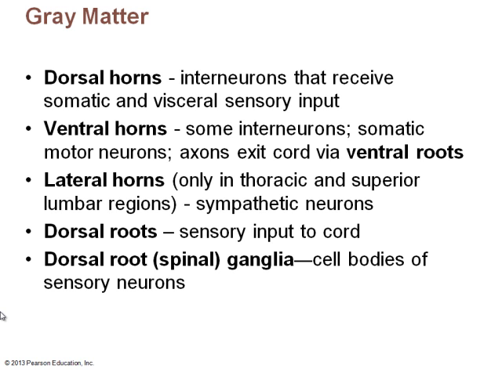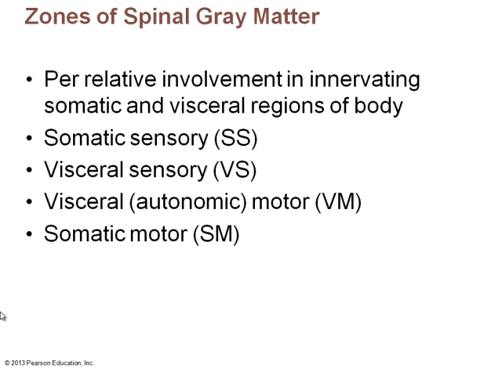Dorsal root, sensory input to cord, and dorsal spinal ganglia, where we're going to see sort of a way station. When you go to the train station, sometimes you have different switches that will switch information to different places. So think of the dorsal ganglia as that switch station that's going to help transmit information down the right track, going in and out of the spinal cord. So we see groups of cell bodies in these ganglia that are going to help with that information.